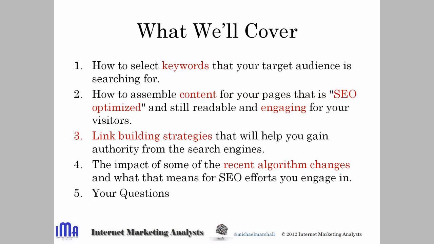So here's what we're going to cover. We're going to walk through information on selecting keywords for your target audience, how to assemble content for your pages that's SEO optimized and still readable and engaging for your visitors, which is important. You really have to do both. And then we'll cover some link building strategies that will help you gain authority from the search engines, and the impact of some of the recent algorithm changes and what that means for SEO efforts you engage in. And here we're talking specifically about Panda updates and Penguin updates. And then we'll have time for questions.